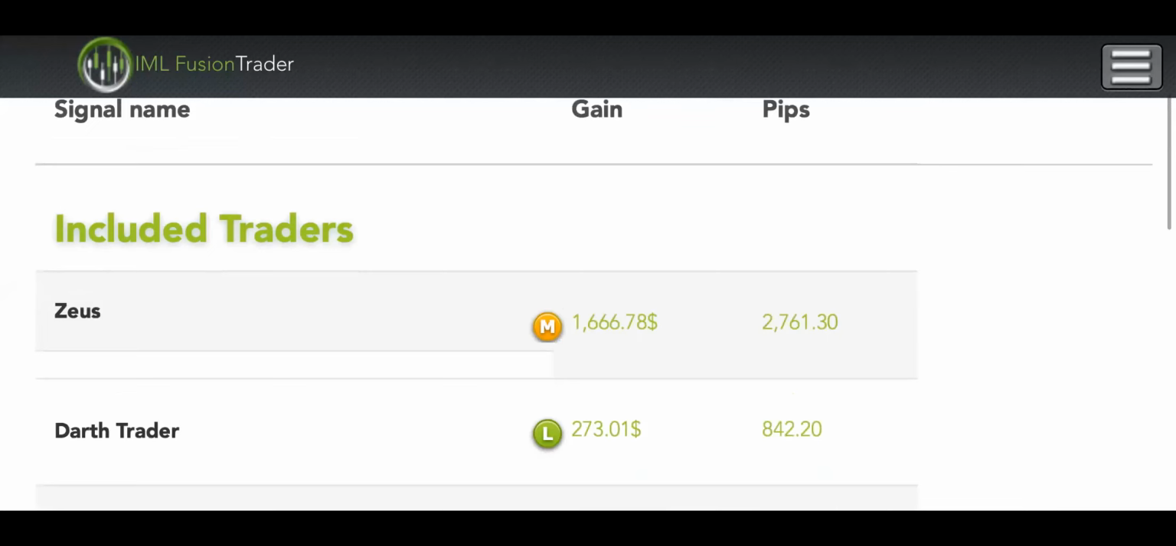And so when you look at this, let me scroll back up a little bit so you can see here where you see gain in pips. When you see gain in pips, you'll see, for example, Zeus. Since Zeus has connected with IML, Zeus's account has grown $1,600. That's a total of 2,700 pips that Zeus has gained since connecting. So this is where you can get the basic screenshot of what is actually taking place with regards to the auto traders.